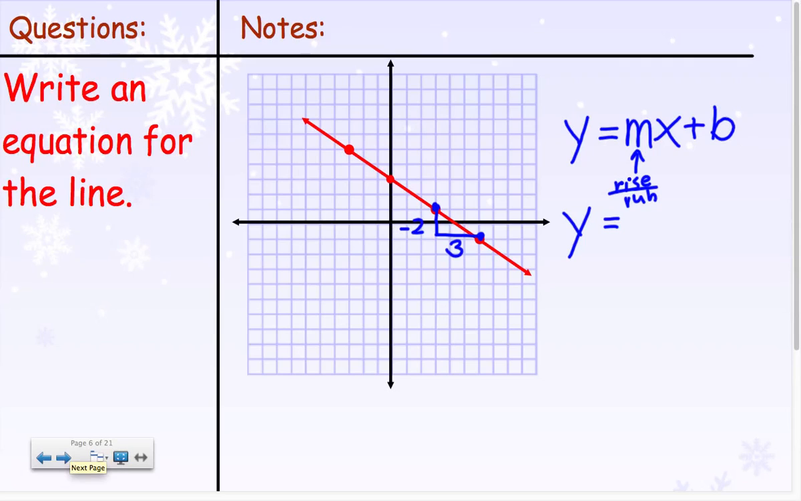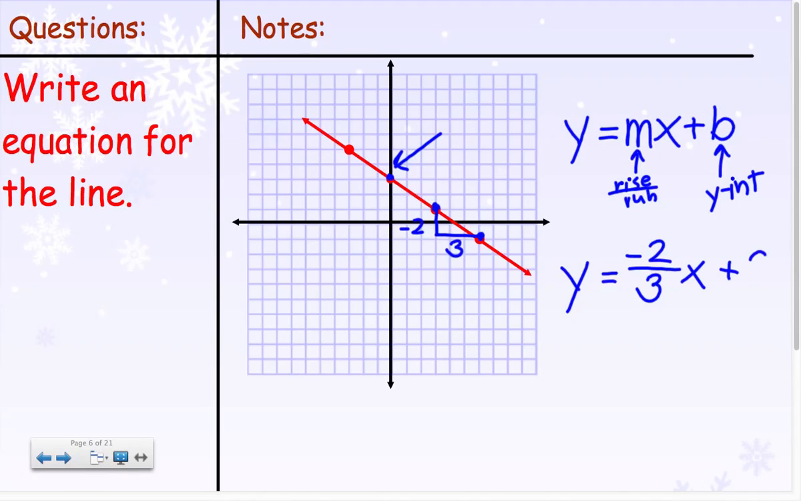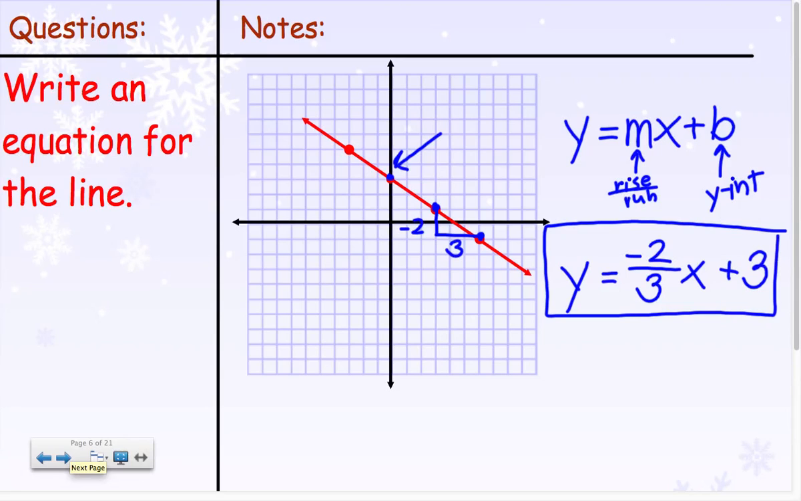So I'm going to move my equation down here a little bit. I rose negative 2, ran 3, and then I've got to look at the b, which is my y-intercept. Where does my line cross the y-axis? My line crosses the y-axis right there at that dot, which is at positive 3 on that number line. So this is my equation. So this is just showing you can do the same thing both ways. You can write an equation and then graph, or you can graph and then write an equation.